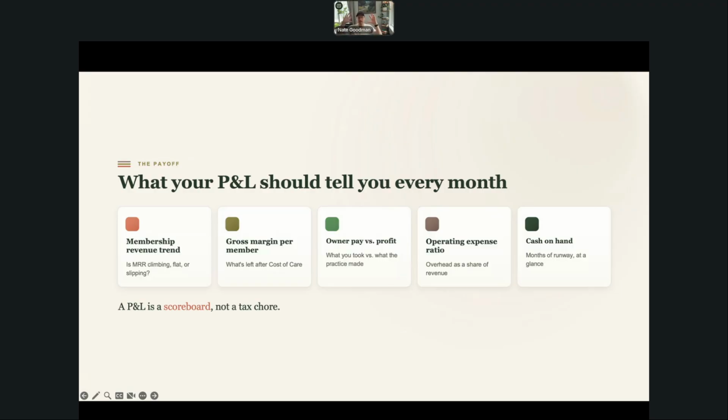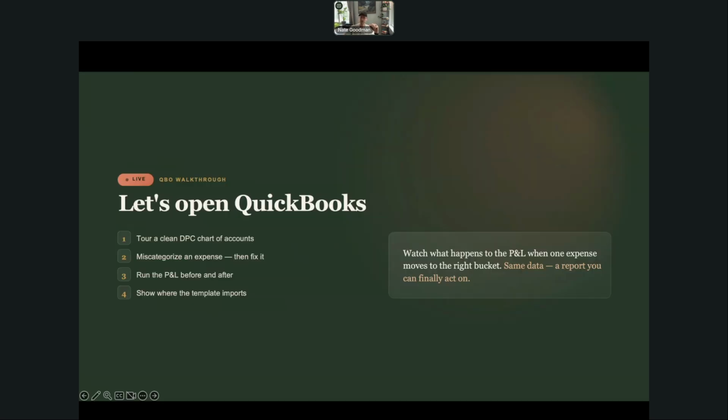So this is a lot of thought, right? And thinking about how we could actually do this, but I want to make this more practical. So I want to walk you through just the sample QuickBooks and show you where a chart of accounts is, what miscategorized expenses can look like, how we can fix it, and then we can run the P&L before and after to show you also then if you want to import a specific chart of accounts into your QuickBooks or your accounting platform. So let me pull this up real quick.